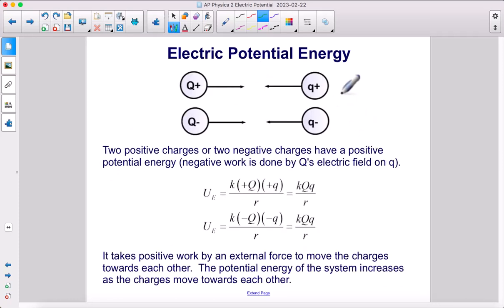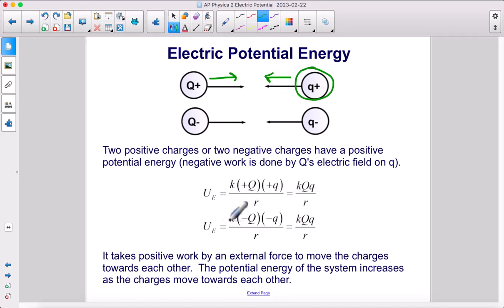Two positive charges or two negative charges have a positive potential energy. That means negative work is done by the big charge's electric field on little q. So as this small charge is moved closer to the big charge, the electric field here is pushing it the other way. So that's negative work being done. When the electric field is doing negative work, that means the potential energy of the system is increasing and it is positive.